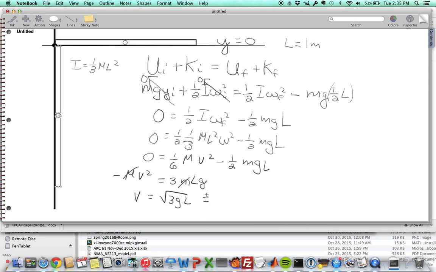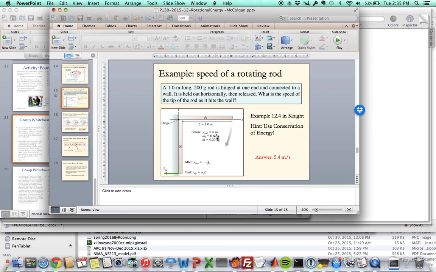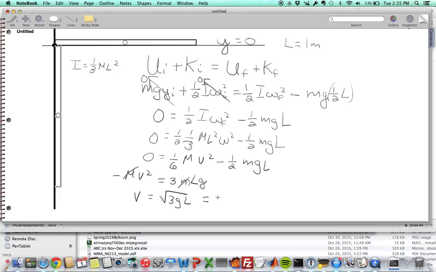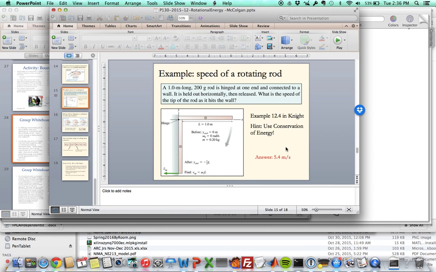And if I plug in my numbers, looking back at my slide here, my rod is 200 grams and it's 1 meter long. So I'm going to have the square root of 3 times 9.8 meters per second squared times 1 meter. And when I plug that into a calculator, I'm going to get that v is equal to 5.4 meters per second. If I look back, I can check to see if I got the right answer, and the answer is 5.4 meters per second, so we know that's correct.